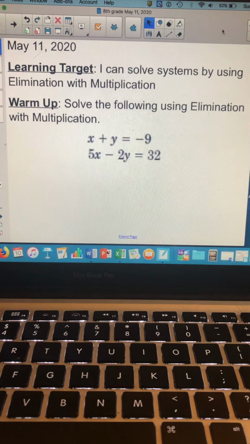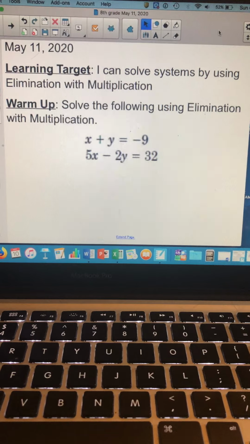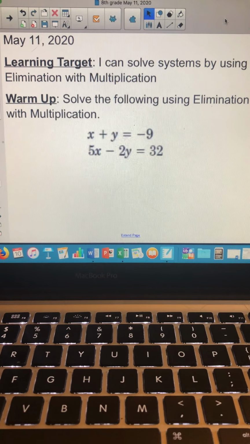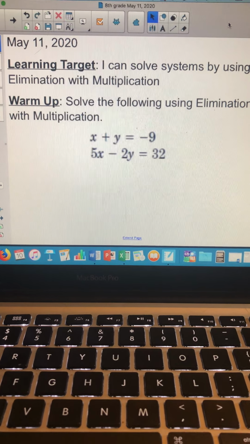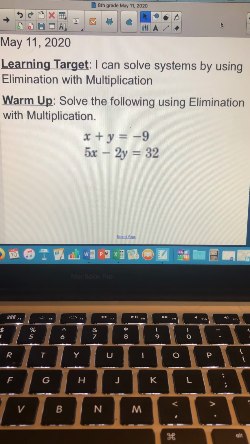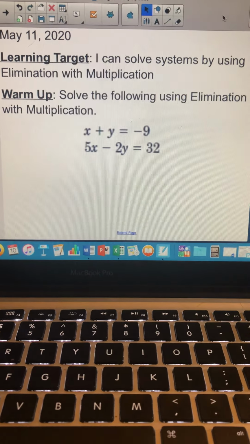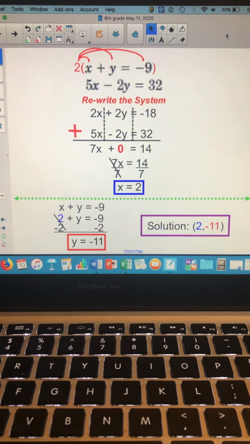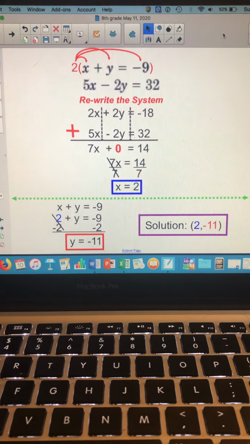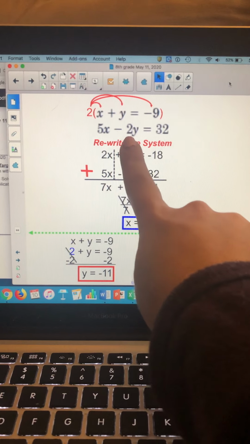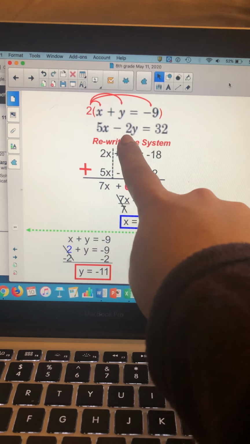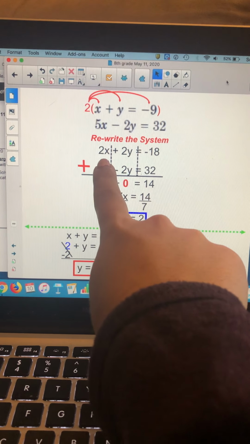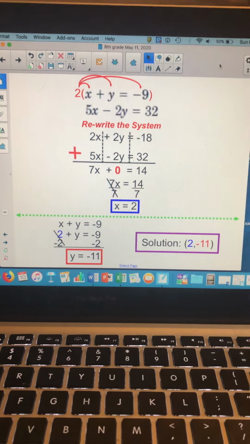Okay, so we have for our warm-up an elimination with multiplication problem again. In this example, we are going to multiply the top equation. I normally like to multiply by a constant that is its opposite. So you'll see on the following slide that I decided to eliminate y. So I multiplied by a positive 2, since the y of the second equation was negative 2. And by multiplying by 2 for every term, we got the new equation 2x plus 2y equals negative 18.